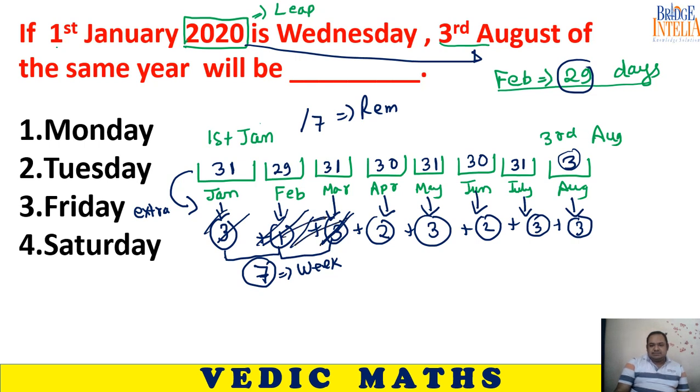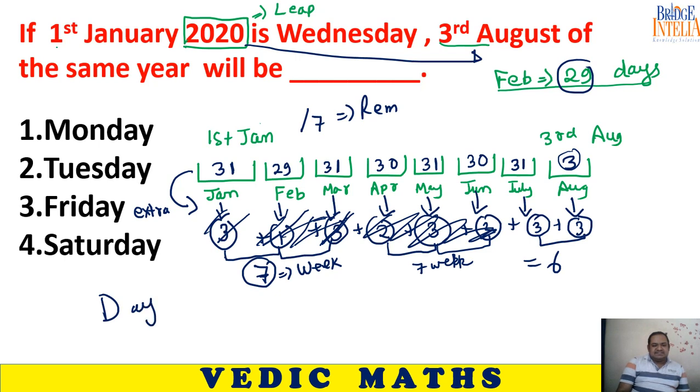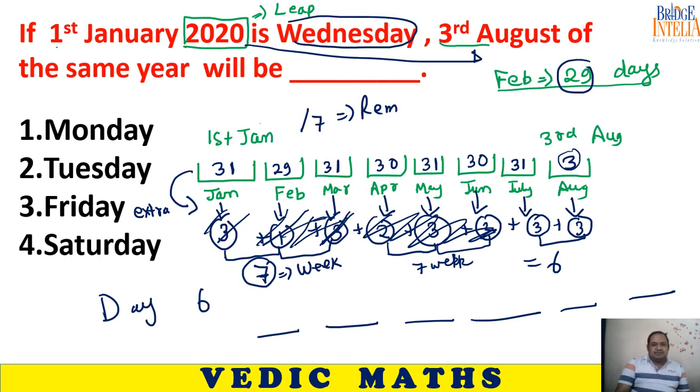So remove all this. So now 2 plus 3 is 5, 5 plus 2 is 7 again. So 7 means one complete week, so remove this as well. So finally what do you get? 3 plus 3 is equal to 6. So day number 6. So 1, 2, 3, 4, 5, 6. So first day is given as Wednesday. So if first day is Wednesday, Thursday, Friday, Saturday, Sunday, and therefore the answer is Monday. So let's verify.